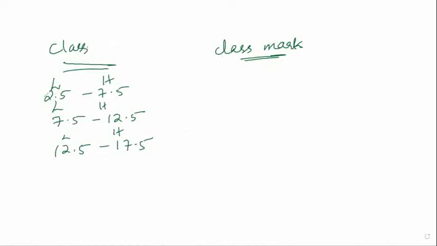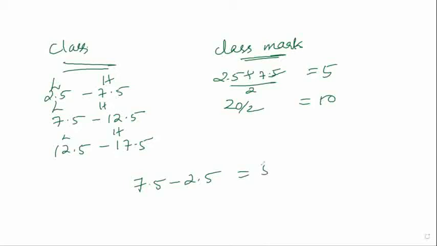Now what is class mark? Class mark is lower limit plus higher limit by 2. That is 2.5 plus 7.5 by 2, that is 10 by 2, 5. Then 12.5 plus 7.5 by 2, that is 20 by 2, that is 10. So that continues like this. So these are class marks. Class interval means higher limit minus lower limit. That is 5. Understood? So this is a very basic question.